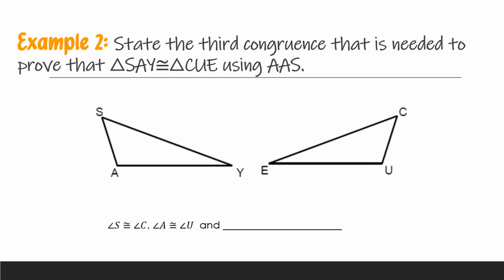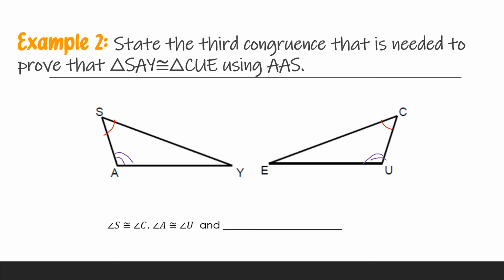All right, for example 2, we're trying to figure out that third congruence that we need in order to prove that these two triangles are congruent by angle, angle, side. So let's look at what they gave us. They gave us angle S is congruent to angle C. They also gave us angle A is congruent to angle U. So we've got our two angles.